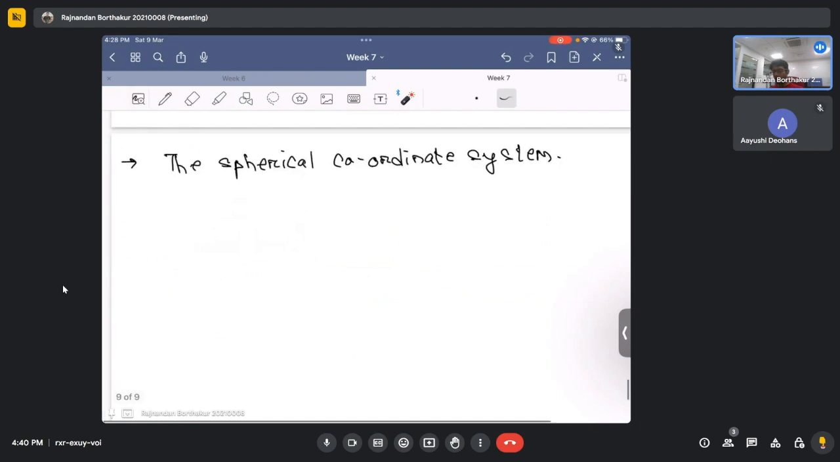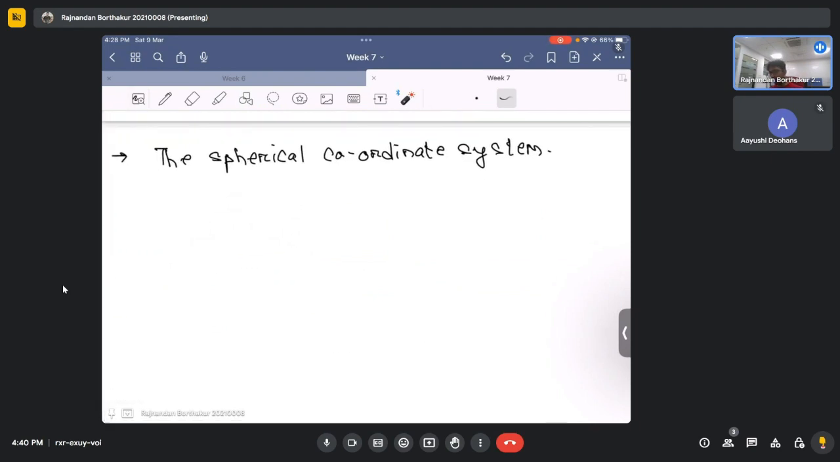But for that you need to know the spherical coordinate system. And before ending this class, I will quickly recapitulate the spherical coordinate system. Okay. So the spherical coordinate system basically looks something like this.